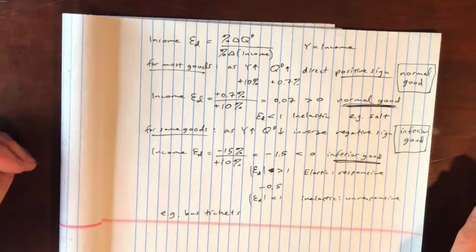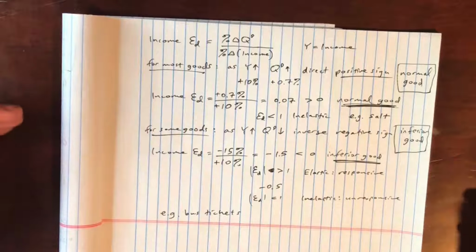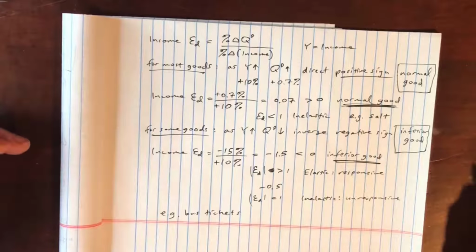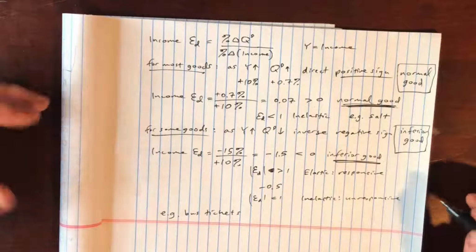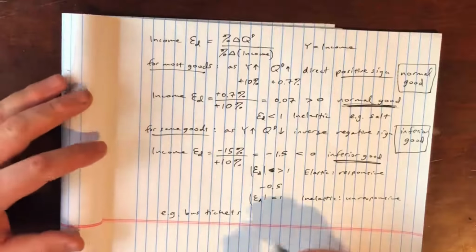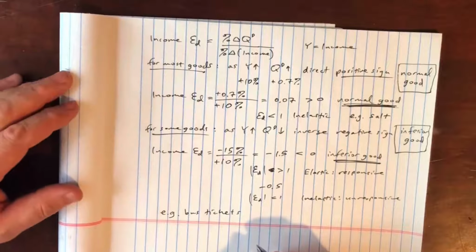If you get more income, do you travel more on the bus? Maybe up to a point. But at some point, you're going to reduce your bus ticket purchases and choose some other method of travel, right? So there are examples of this, inferior goods.